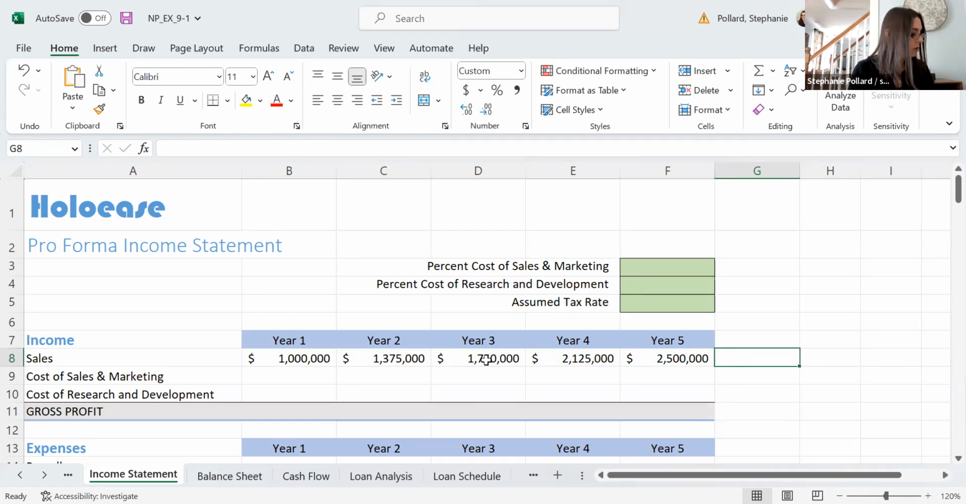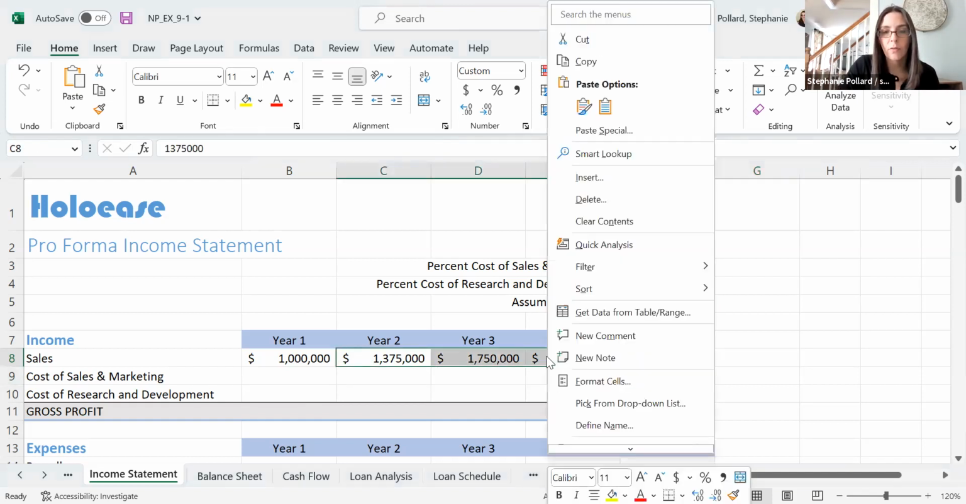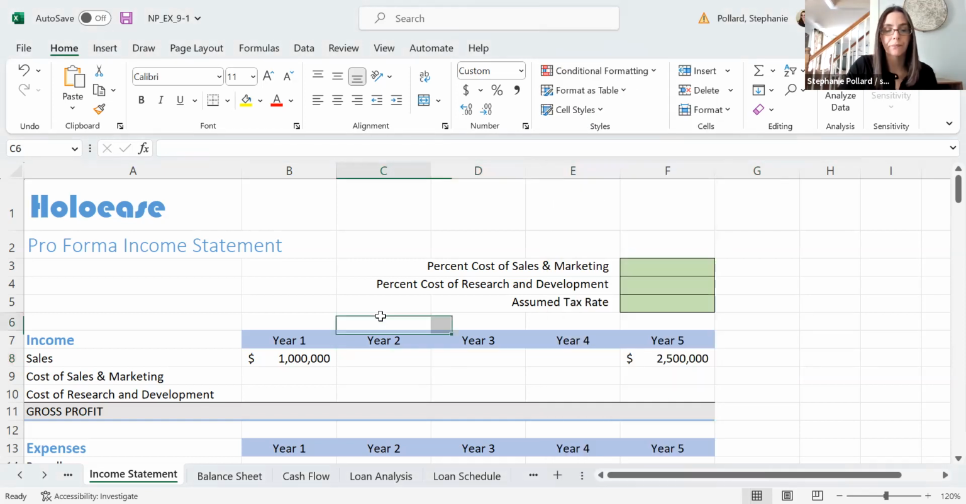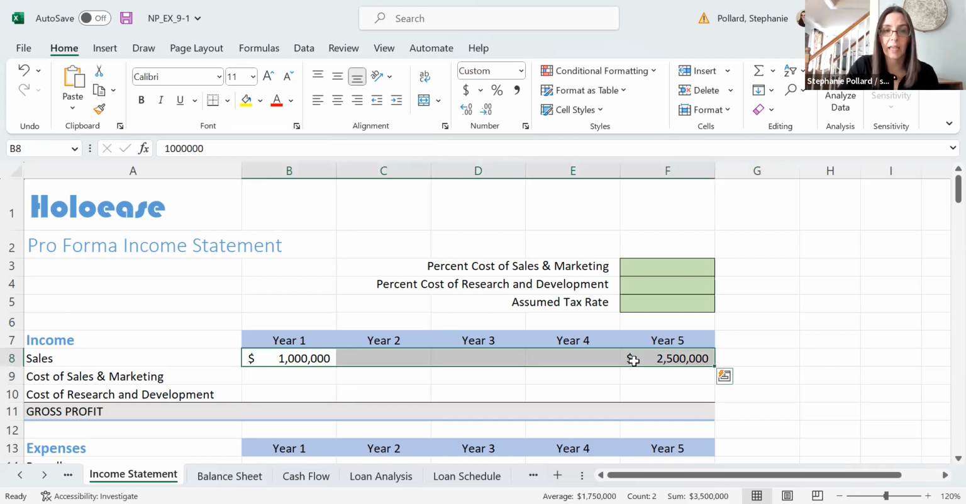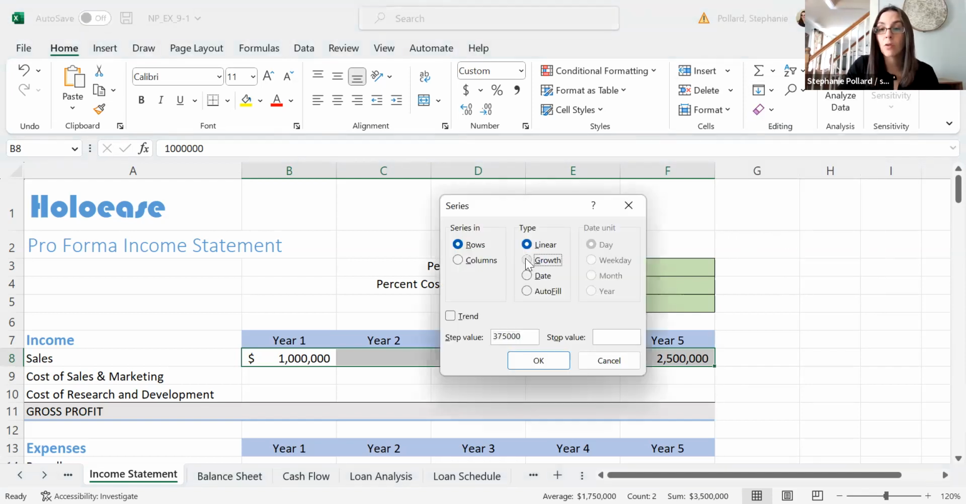Now, the other thing that we could do instead is what's called a growth trend. So I'm going to go ahead and delete years 2 through 4 for a second. I'm just going to go ahead and clear those cells. I'm going to select cells B8 through F8 again, and I'm going to go back up to Series. And this time I'm going to click Growth.